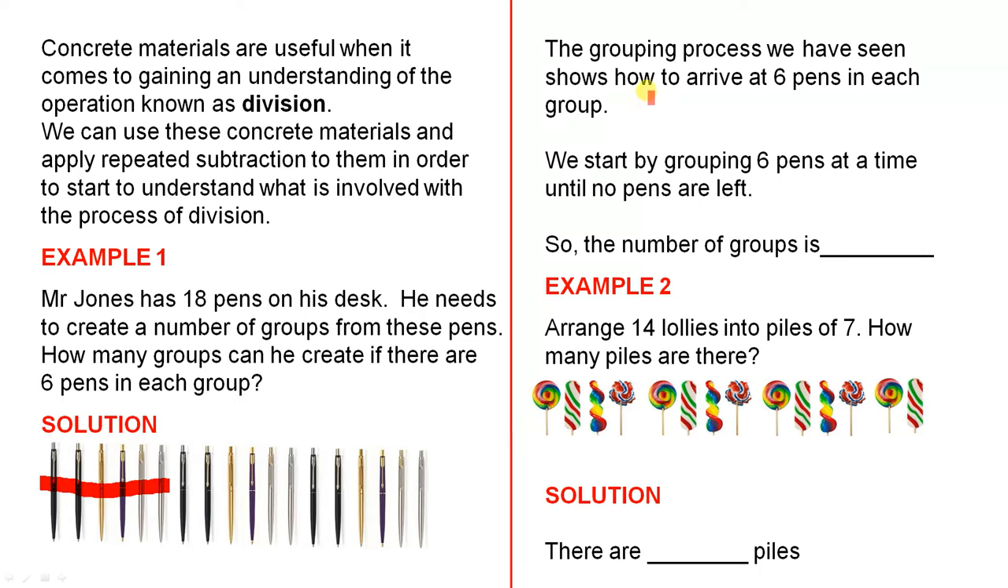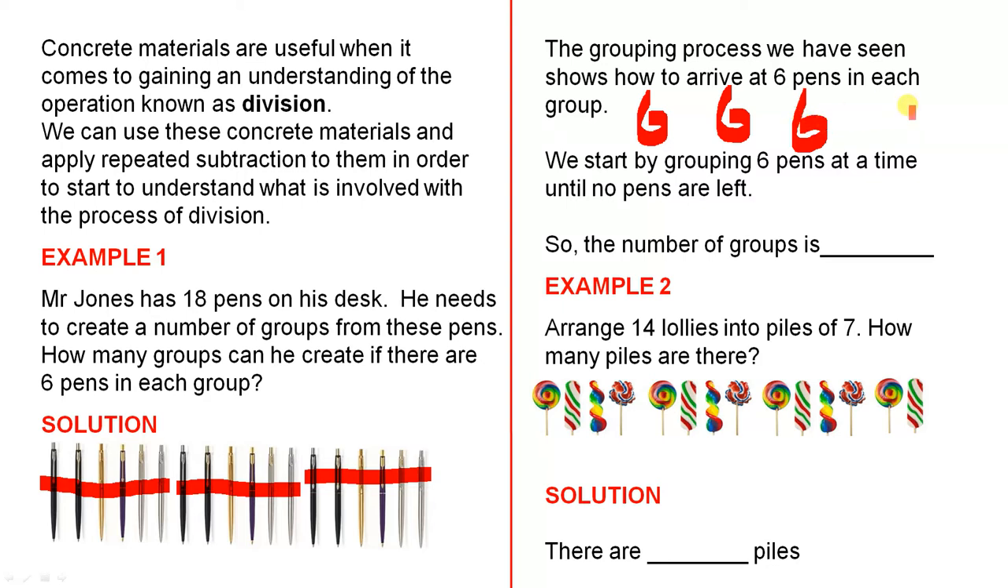Okay? So let's pretend now we have our first set of 6 pens. Now we subtract or cross off another set of 6. Here we go. We've just subtracted or crossed off another set of 6. Here they are. And then we cross off another set of 6. There we go.